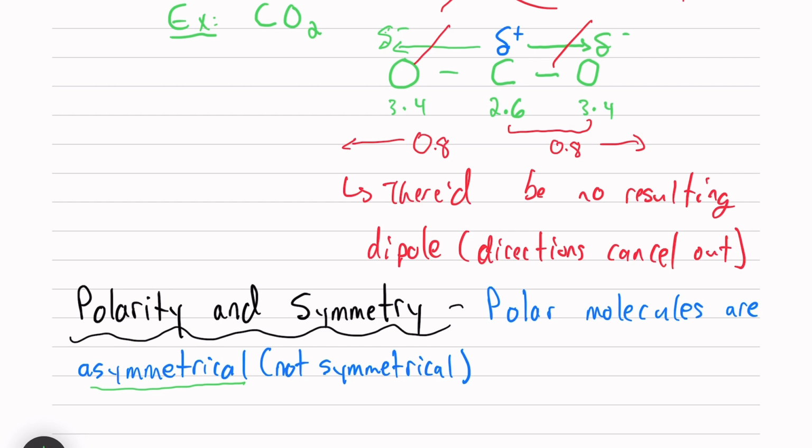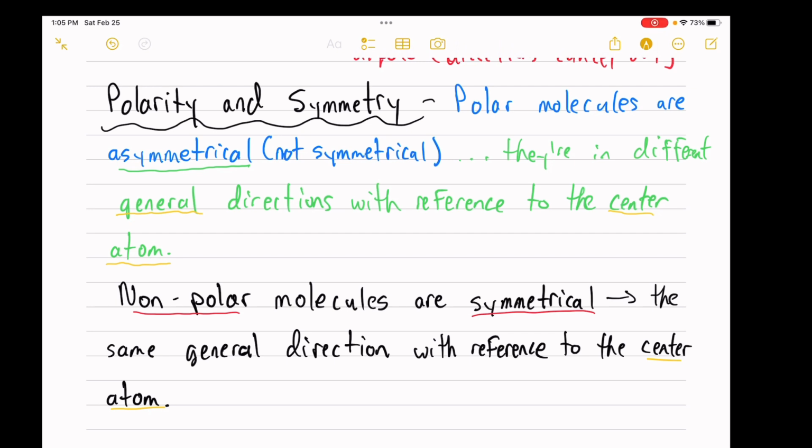And so, really, we think about polar molecules in regards to their overall symmetry. The first thing that we have to recognize is that polar molecules are asymmetrical, or that they're not symmetrical. And what that means is that they're in different general directions with regards to the center atom. And so while we anticipate different directions for a polar molecule, a non-polar molecule is going to be symmetrical. And that means that it has the same general direction with reference to the center atom.